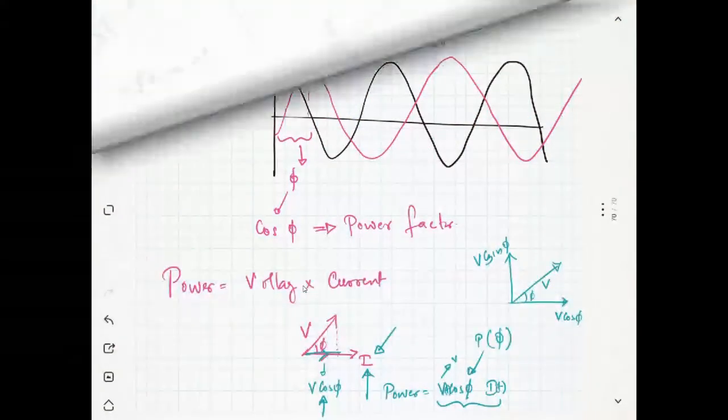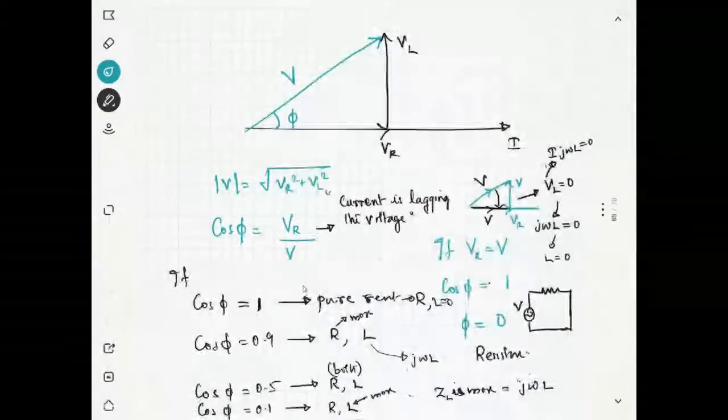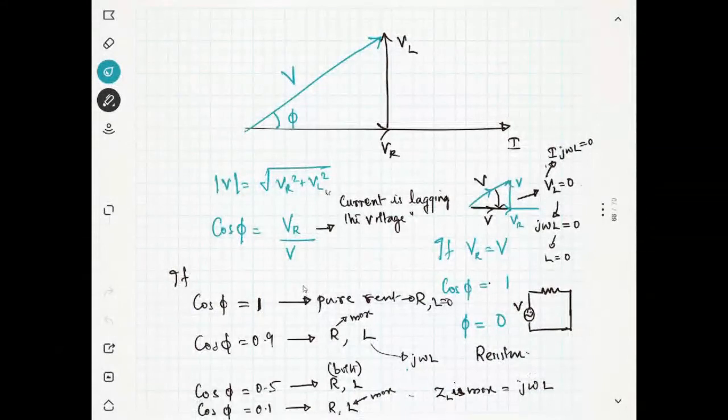So this is the idea. So you can see now the lagging and leading concept. We have seen this concept, lagging. The current is lagging the voltage. That means the current is not as fast as the voltage.